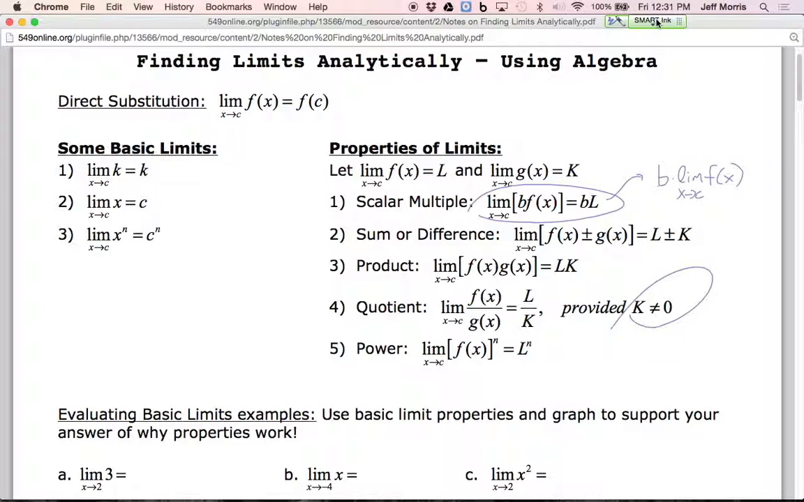And then the power one I've really already illustrated. You can do the limit of this. You just did it. You did the limit of x squared. You did the limit of x, you plugged in the 2, and then you squared it. So what it's saying is you can do the power after you do the limit of the inside. Okay?